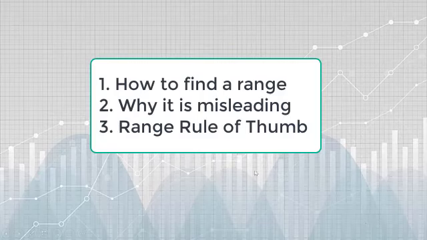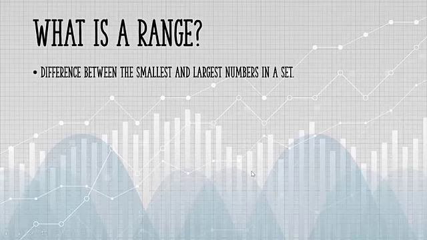In this video, I'll show you how to find a range, I'll show you why it might be misleading, and I'll go over the range rule of thumb. A range is the difference between the smallest and biggest number in a set. Let's take a look at an example.